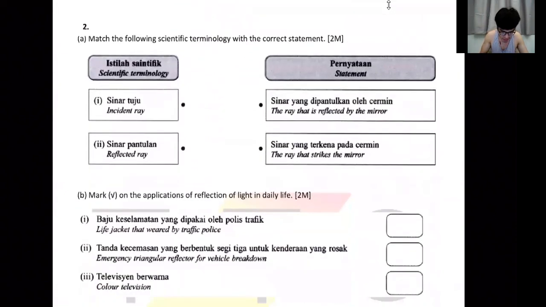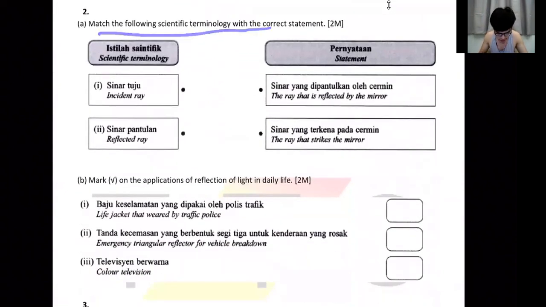Okay, next one. Match the following scientific terminology with the correct statement. What is an incident ray? Remember, incident is the one going in, and reflected is the one going out. So the ray that strikes the mirror, terkena pada cermin, and the one that bounces off is the reflected ray. That's the answer here already. What kind of question is this?